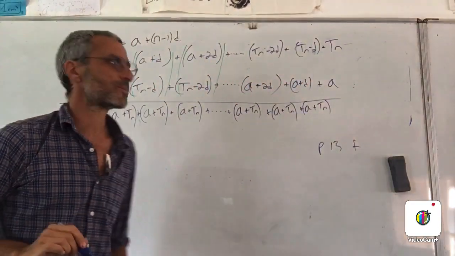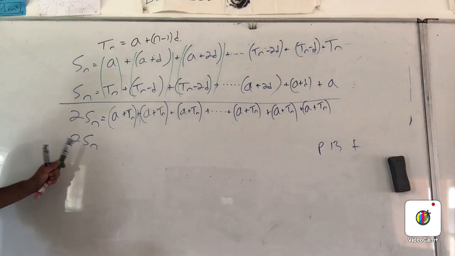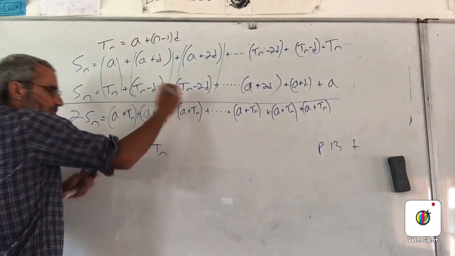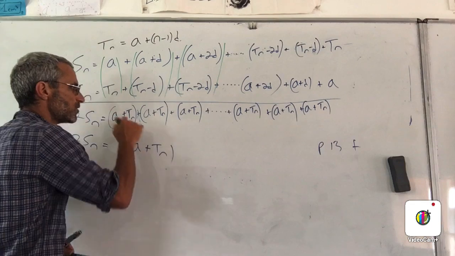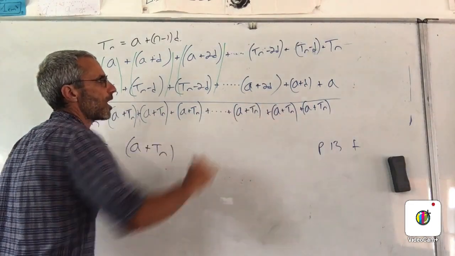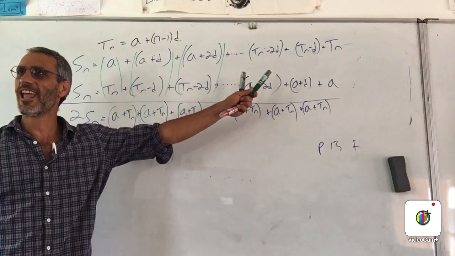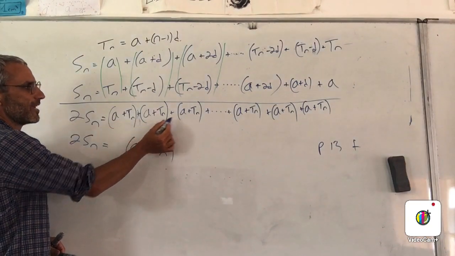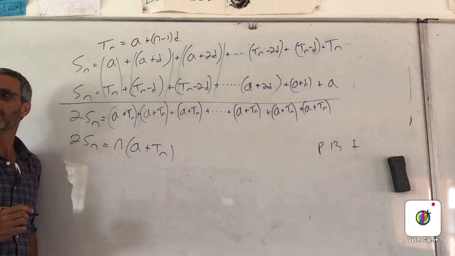Cool. So let's see what we can write. 2Sn. I've got A plus Tn repeating itself again and again. How many terms do I have here? 1, 2, 3, 4. How many terms? n. There are n terms in this series. So really, instead of writing A plus Tn, A plus Tn, A plus Tn and so on, I can just write n times A plus Tn. Can you see it? Okay, what should I do?